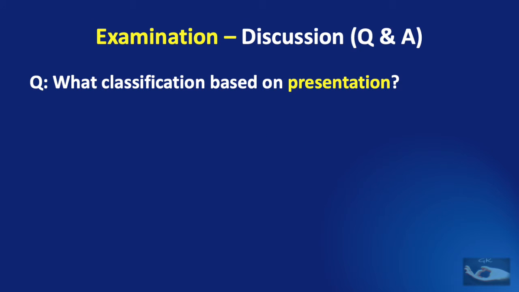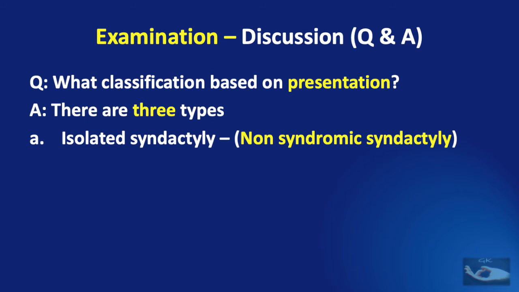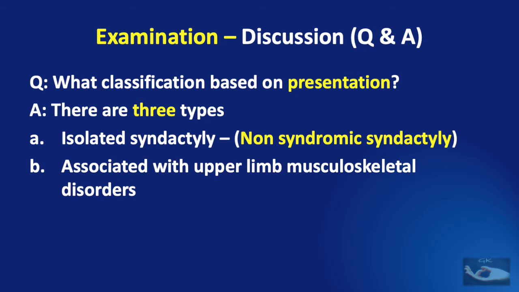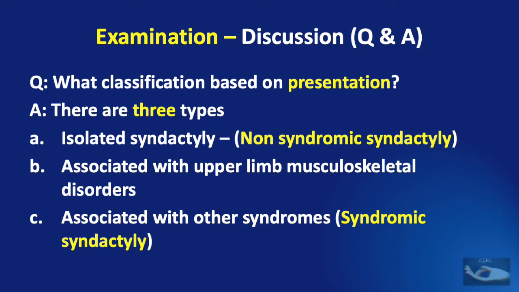Now what is this classification system based on the pattern of presentation? There are three types. The first is isolated syndactyly, and this is known as non-syndromic syndactyly. The second type is where it can be associated with upper limb musculoskeletal disorders, and the third type is where syndactyly is associated with other syndromes, and this is known as syndromic syndactyly.